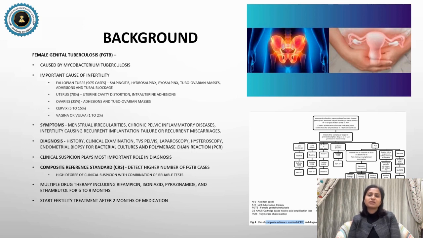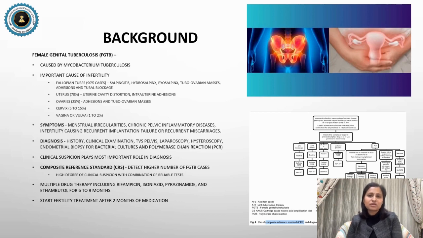In 70% of cases, it affects the uterus lining, causing cavity distortion and intrauterine adhesions, resulting in recurrent implantation failures or recurrent miscarriages. In 25% of cases, the ovaries are affected, causing adhesions or tubo-ovarian masses. In some cases, the cervix, vagina, or vulva can be affected. Symptoms are usually irregular periods, chronic pelvic pain, or infertility causing recurrent implantation failure or recurrent miscarriages.